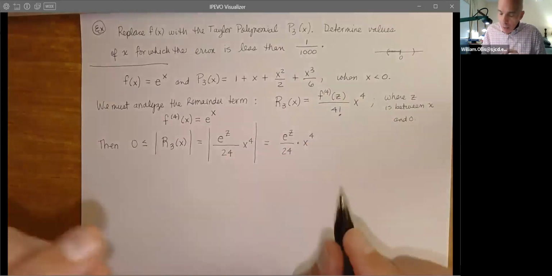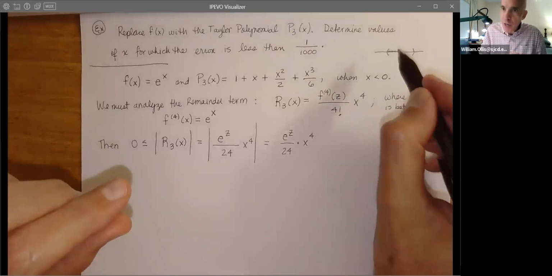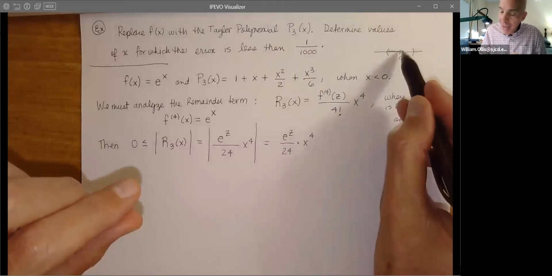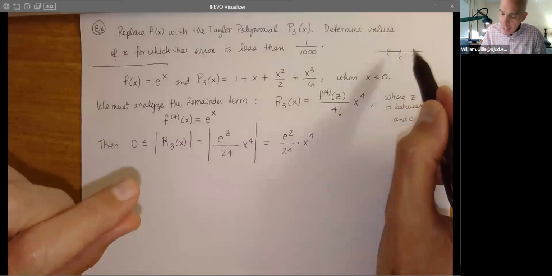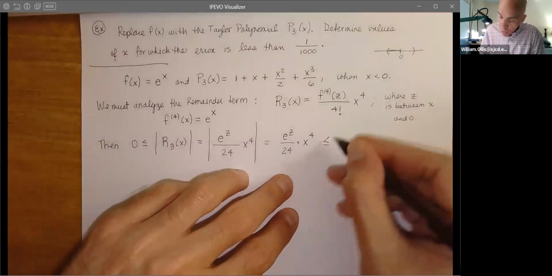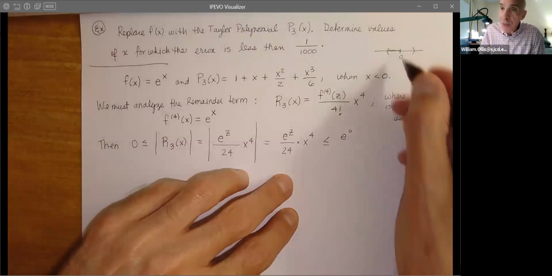Now, when you think about the curve here, as this function is increasing, and we're only looking at values to the left of 0, the maximum value will occur at e to the 0. So we're going to say this will be less than or equal to e to the 0, because that'll be the maximum on this interval.